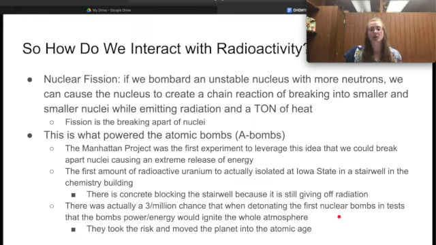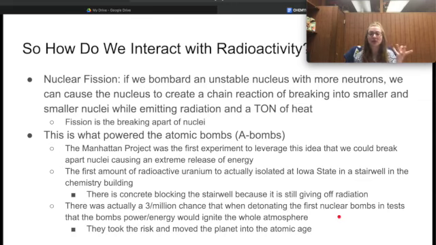So let's talk a little bit about how we interact with this in our everyday lives. So I'm going to give you a couple of different definitions here about different kinds of nuclear reactions. So nuclear fission. Nuclear fission occurs if we bombard an unstable nucleus with more neutrons. We can cause that nucleus to create a chain reaction of breaking into smaller and smaller nuclei while emitting radiation and a ton of heat. So fission is breaking apart of larger nuclei into smaller nuclei in the end.